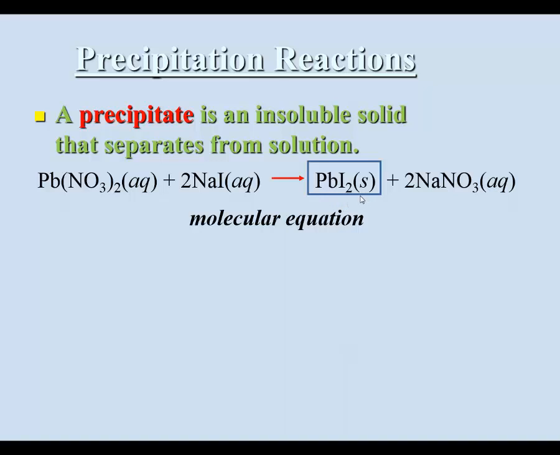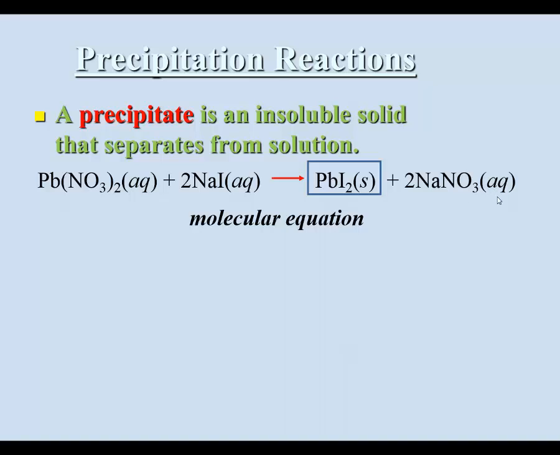So I'm going to show a solid for the phase label. Then I also produce sodium nitrate, which is a very soluble ionic compound. So I've labeled here on both sides of the reaction arrow every combination that would be soluble. Lead-2 nitrate is soluble, so I show an aqueous phase label. Sodium iodide is soluble, so I indicate that with the phase label. Lead-2 iodide is a precipitate, so I show a solid for the phase label. And sodium nitrate is very soluble, so I indicate that it's in solution.